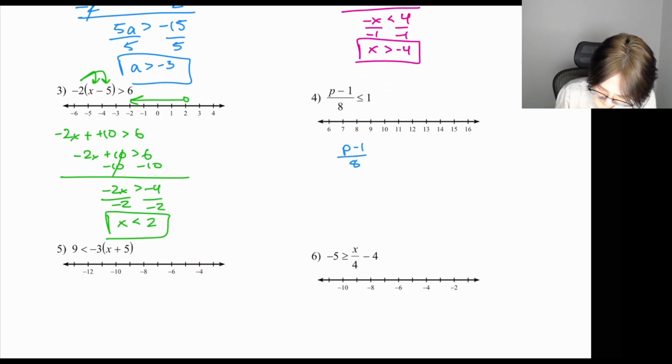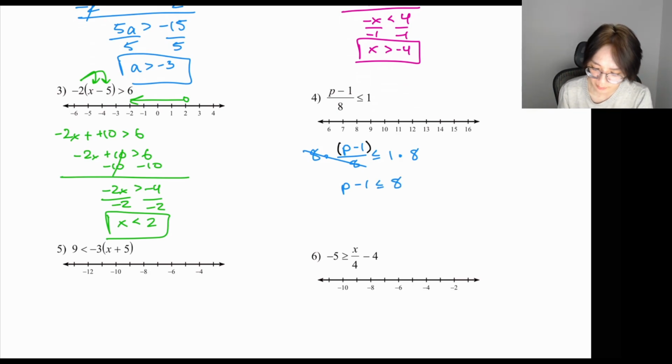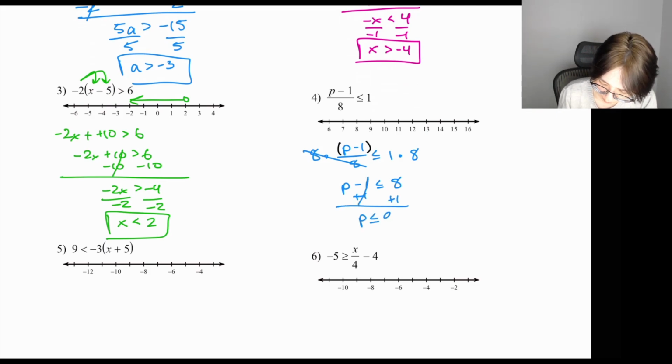Next one. Because we have multiple terms on the top of a fraction, we're going to pretend there's invisible parentheses there. So we're going to ignore those until the end, which means we only have multiplication to do here, no addition or subtraction. Multiplying both sides by 8. So now we have p minus 1 is less than or equal to 8. Adding 1 to both sides to get p alone. P is less than or equal to 9. 9 is right here, closed circle, because it can be equal to, less than 9, going towards the left.